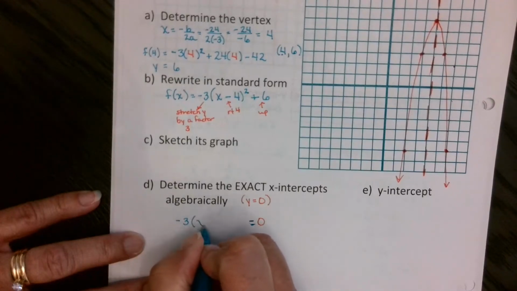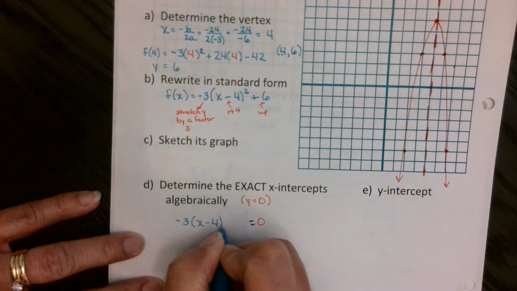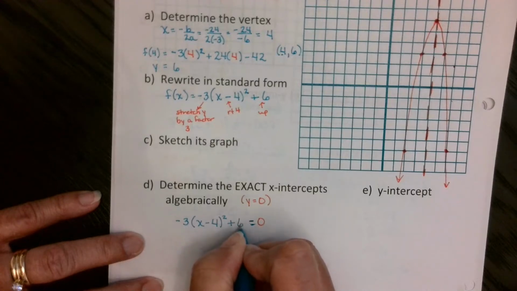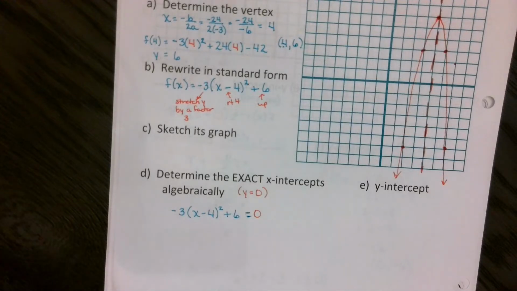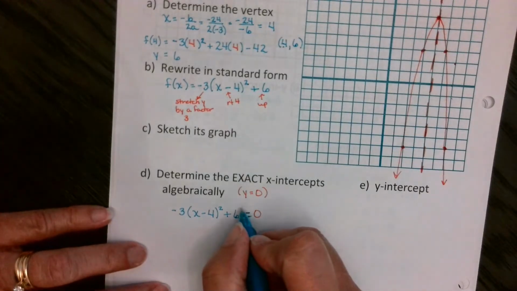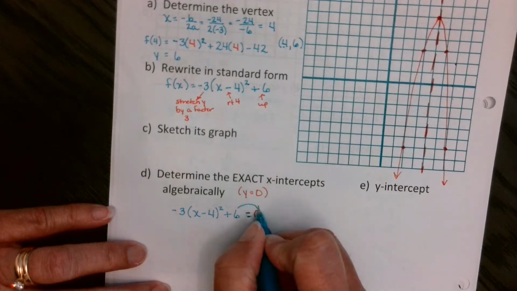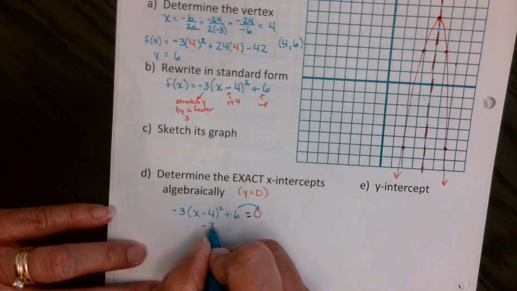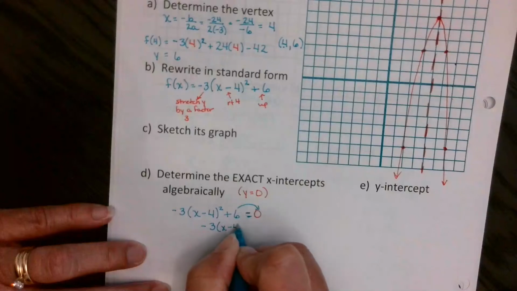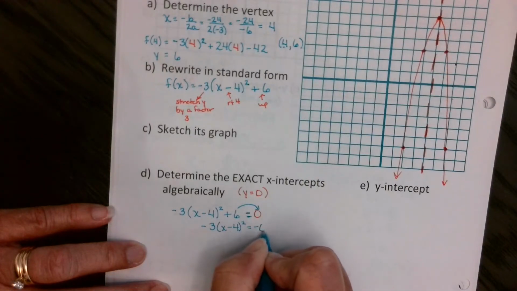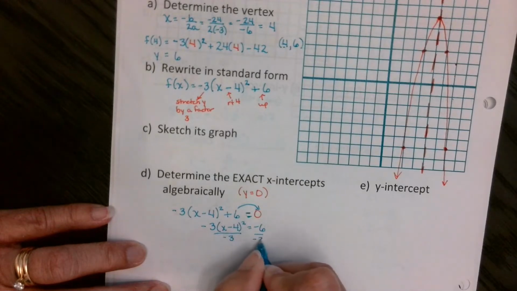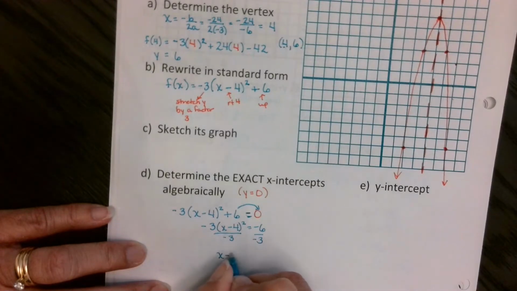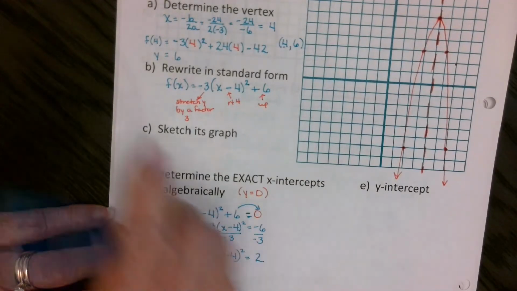0 equals -3 times x minus 4 squared plus 6. The way we did this before, I'm going to use the square root property because to me that's less work than quadratic formula. But you could use it. I'm going to take the 6 to the other side. -3 times x minus 4 squared equals -6. I'm going to divide by -3. And I get x minus 4 squared equals 2.